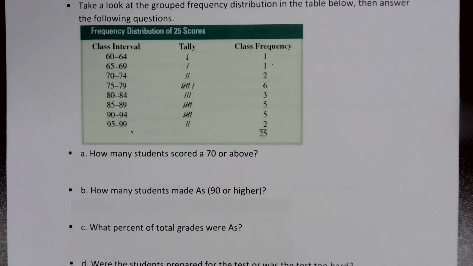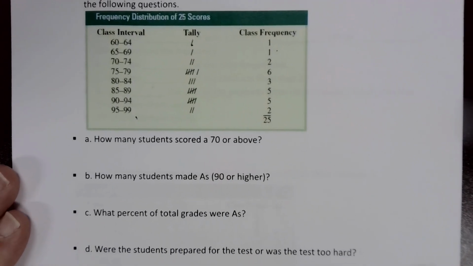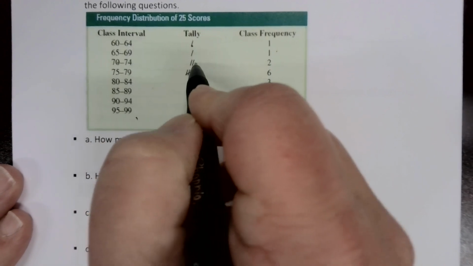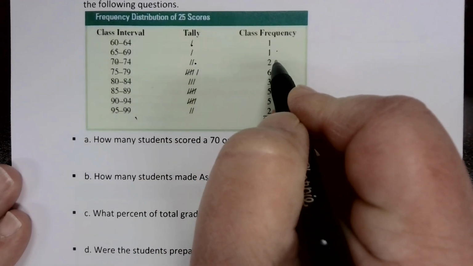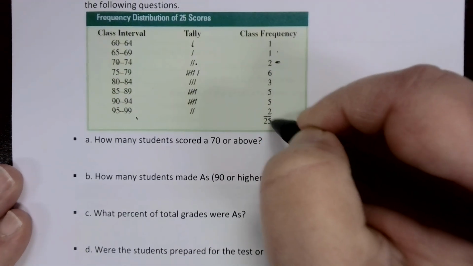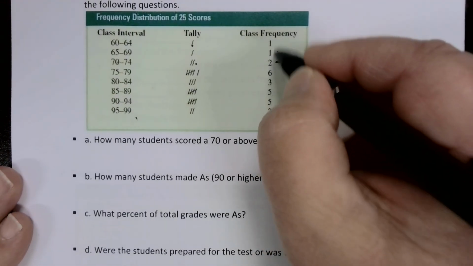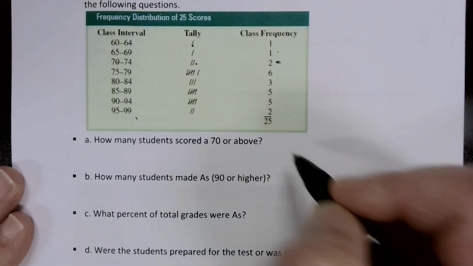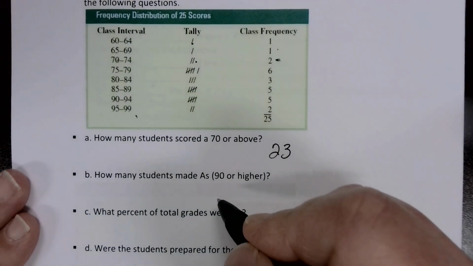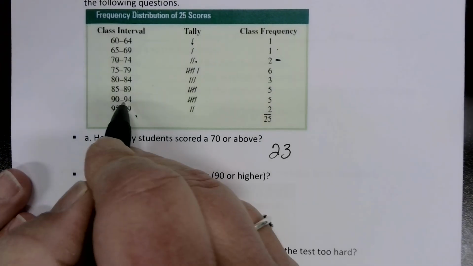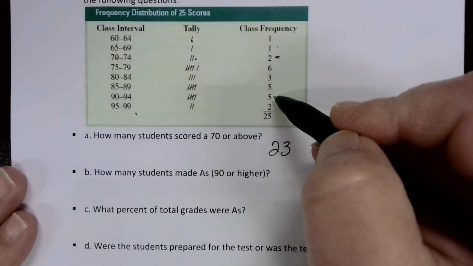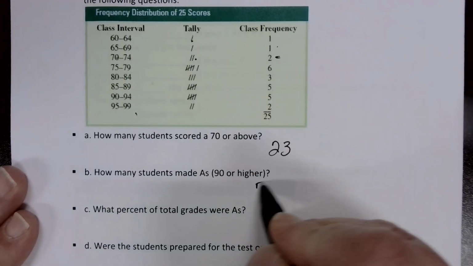Okay? So it says, how many students scored 70 or above? Well, here's the 70 mark. So I have to count from here to there, or say there was 25 total students and only 2 of them didn't score that. So this is 23. How many students made A's? 90 or higher. Well, that's these last 2 categories here, or last 2 intervals. So 5 plus 2 is 7.